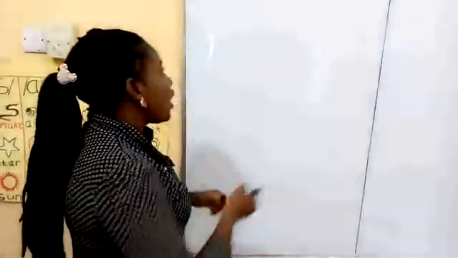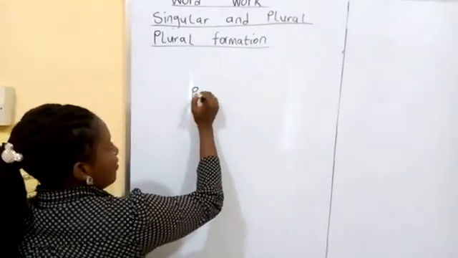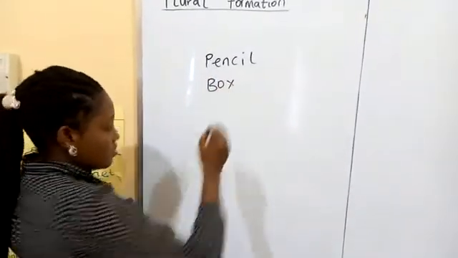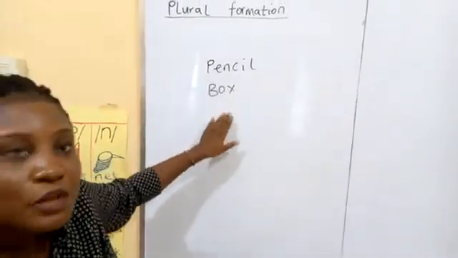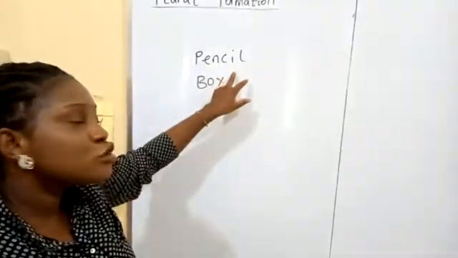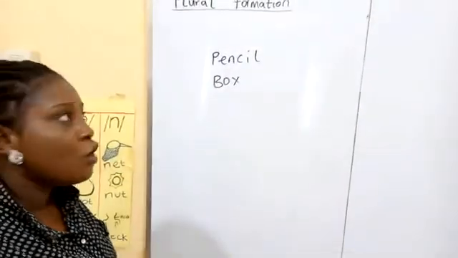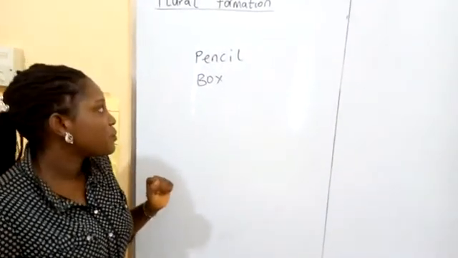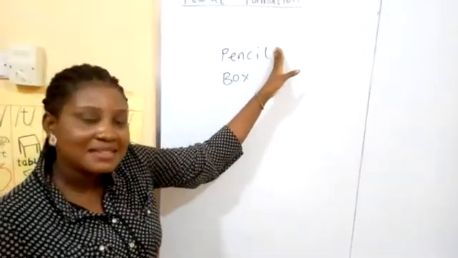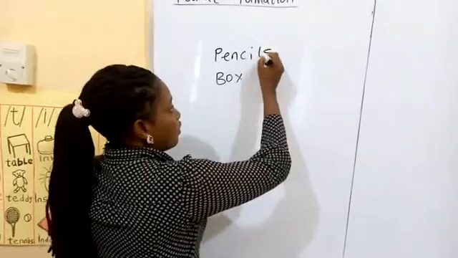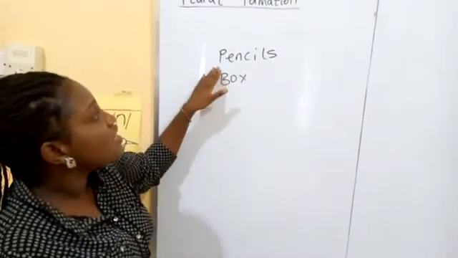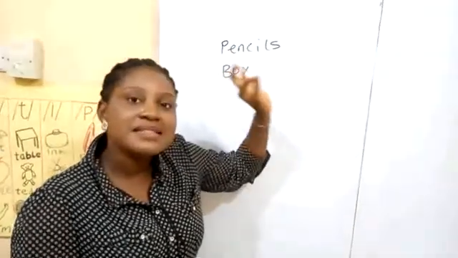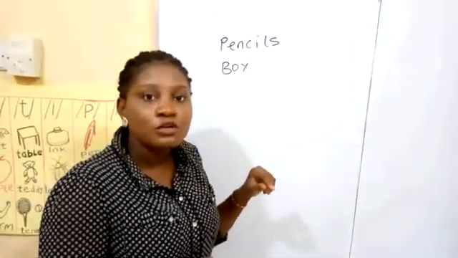Okay, now let's try something. We saw words like this, pencil. We saw words like this, box. Now these are both singular, isn't it? So for us to form plural from this word, what will we add at the end of it? Who can guess? Here we are going to add s. We have changed it from singular to what? Plural. It's no longer pencil, but pencils.